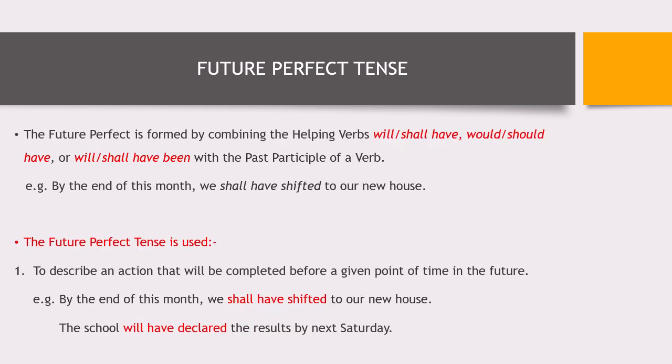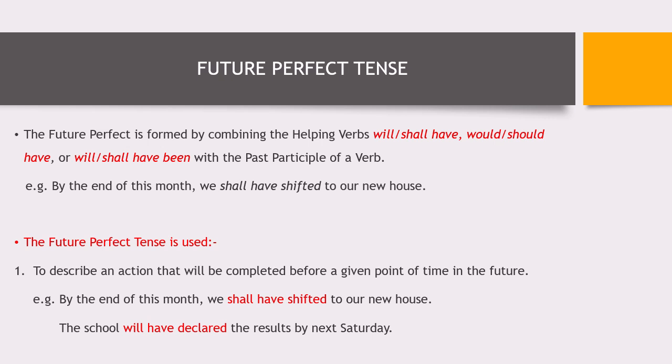Future perfect tense. The future perfect is formed by combining the helping verbs will or shall have, would or should have, or will or shall have been, with the past participle of a verb. For example, by the end of this month, we shall have shifted to our new house.